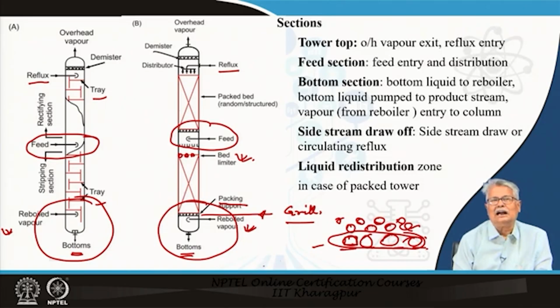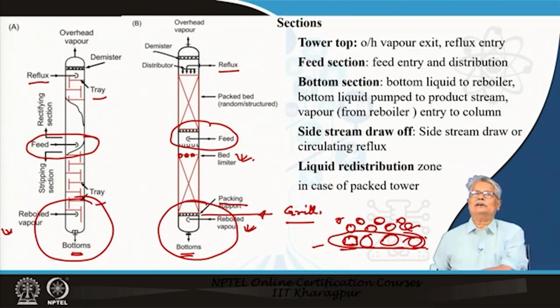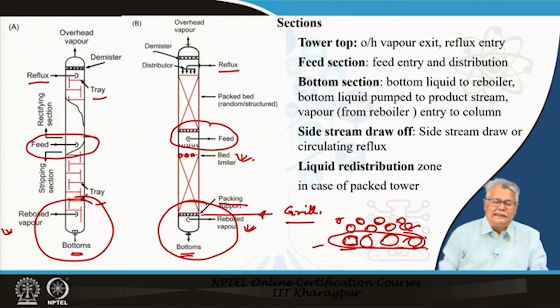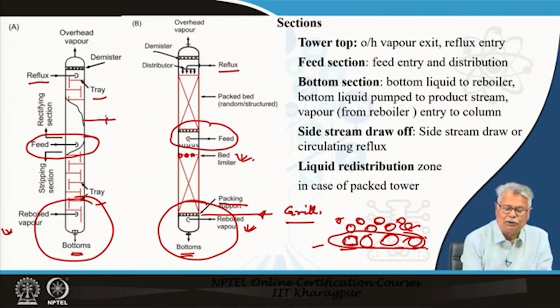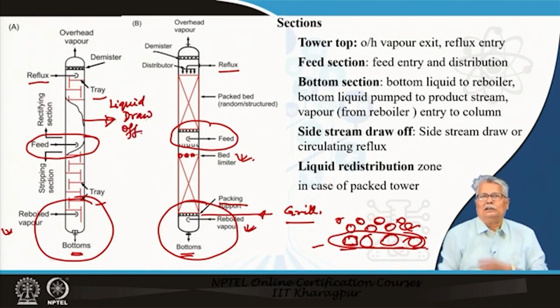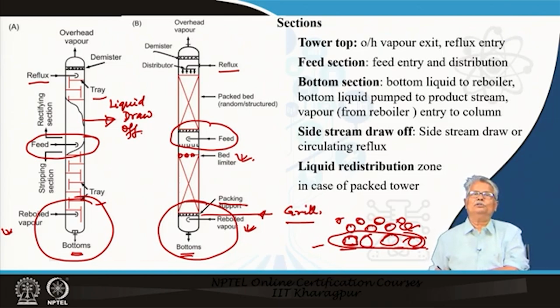Similarly, in large columns, not always very common in all applications, there may be intermediate refluxes which are called circulating refluxes also. That means, you will have to have an arrangement for taking off some part of the liquid from your column. So, you will require some sort of liquid draw off arrangement. The liquid draw off arrangement could be for a side stream draw, or it could be for a circulating reflux also.